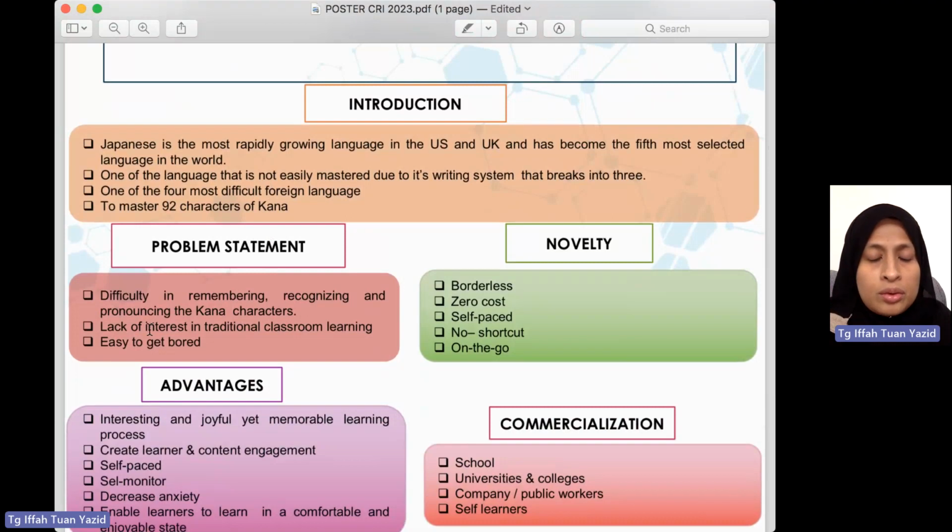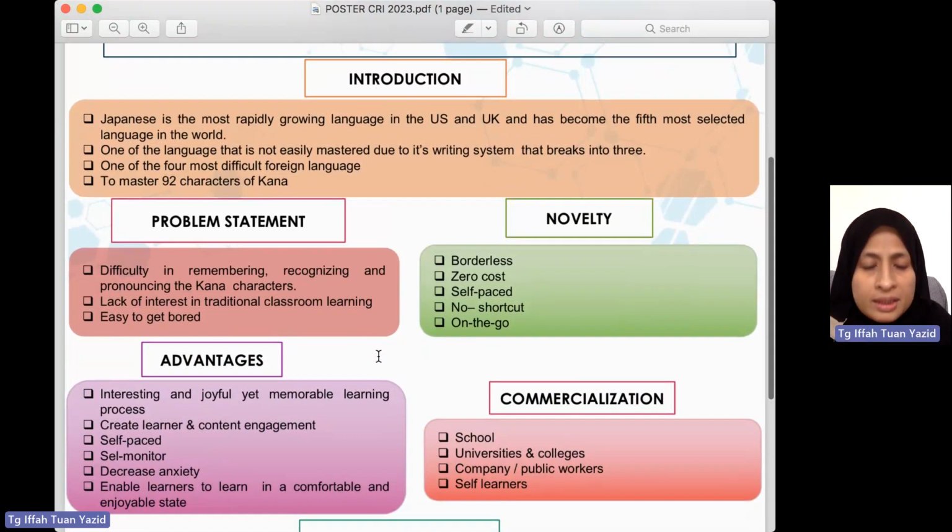Learners also lack interest in traditional classroom learning, and they get bored easily. When they learn a language using a traditional learning method, learners get bored easily because there is no dynamic classroom.